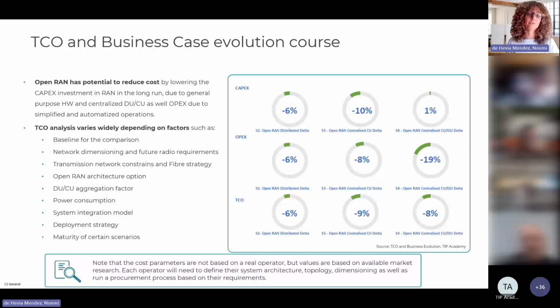However, when we move to the third scenario, where we move also the DU to the centralized location, the impact is not the expected because in our course, we assume the transmission was not fit for purpose. So the operator needed to invest in fit for purpose fiber. That means that the expected additional benefit is not achieved. Therefore, it's important to analyze each operator's requirements and the strategy to be able to conclude what is the impact of Open RAN in their TCO.